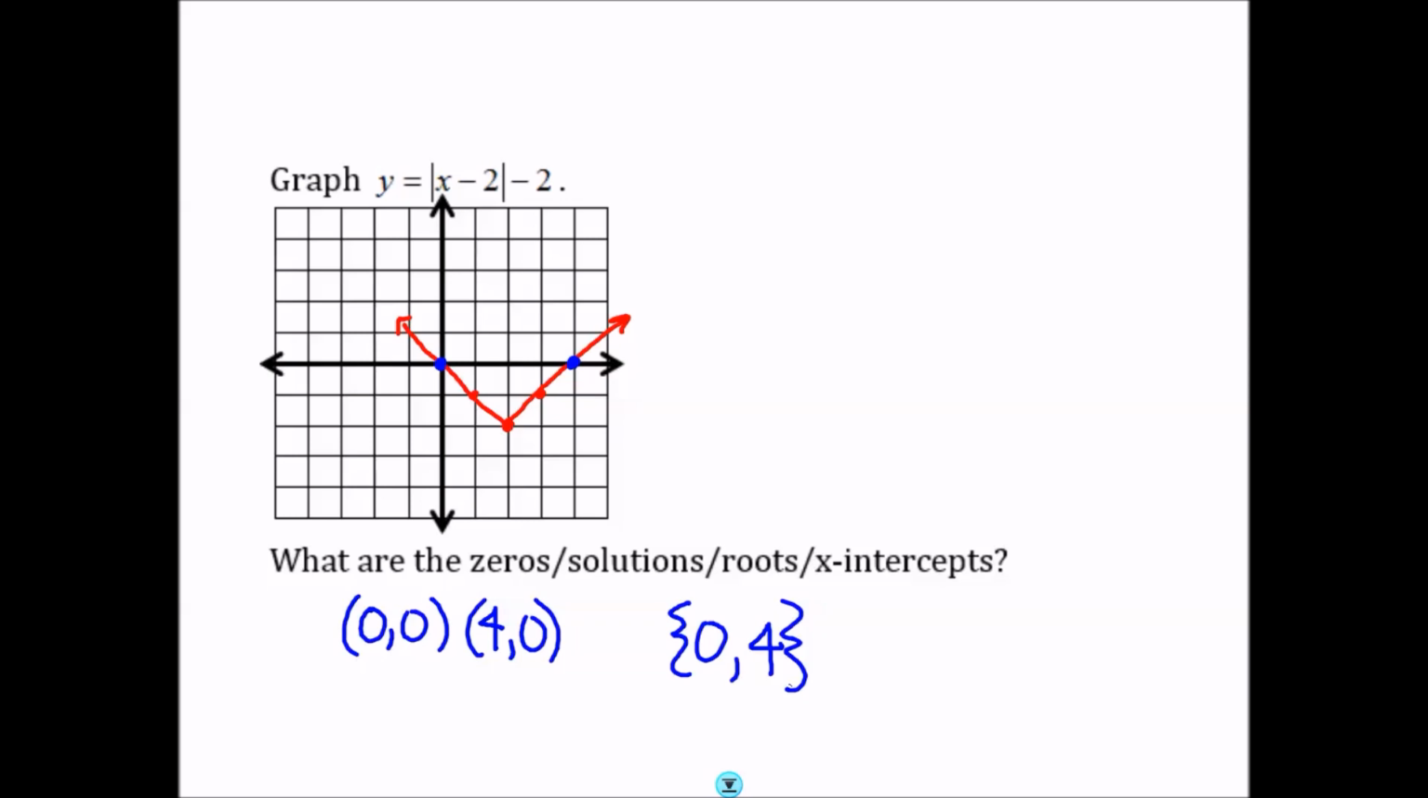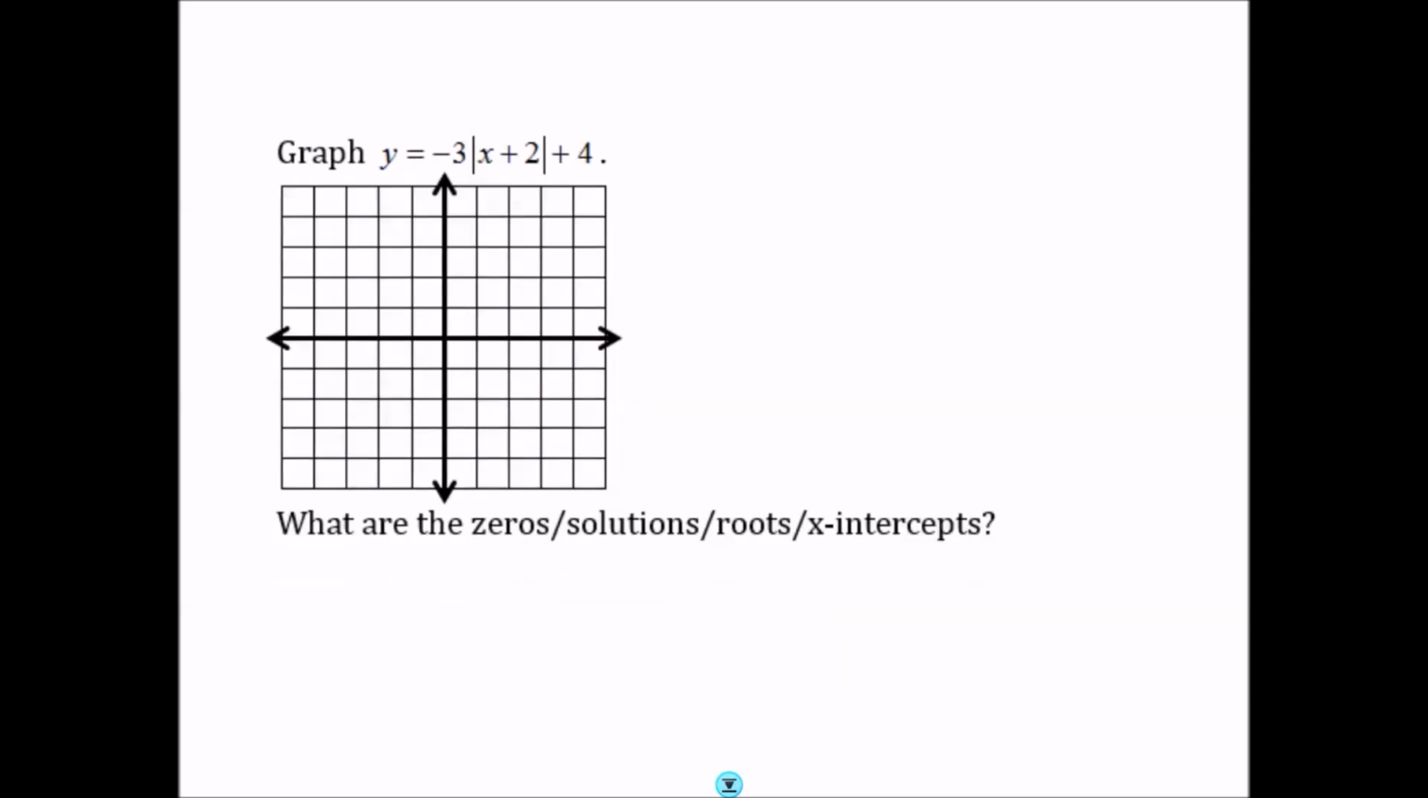Let's take a look at another example. This next equation is y equals negative 3, absolute value of x plus 2, plus 4. So that means h is negative 2 and k is 4. And then a is negative 3. So that means that the graph is going to be flipped upside down and stretched.